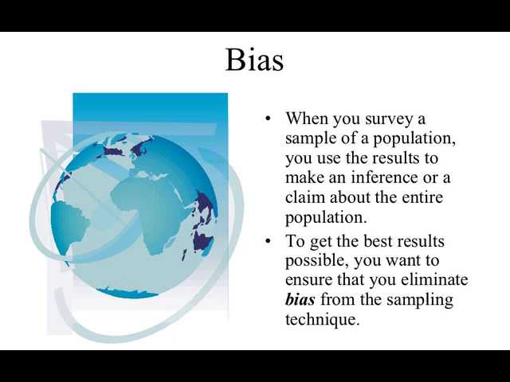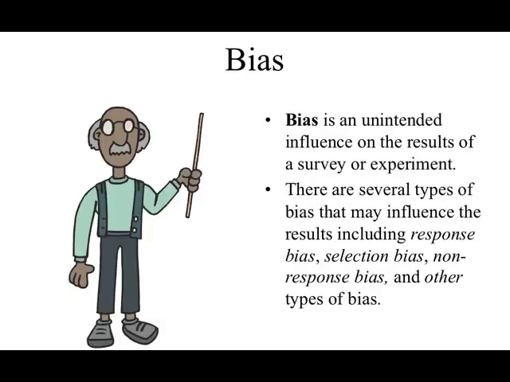When you survey a sample of a population, you use the results to make an inference or claim about the entire population. To get the best results, you want to ensure that you eliminate bias from the sampling technique. Bias is unintended influence on the results of a survey or experiment. There are several types of bias that may influence the results, including response bias, selection bias, non-response bias, and other types of bias.